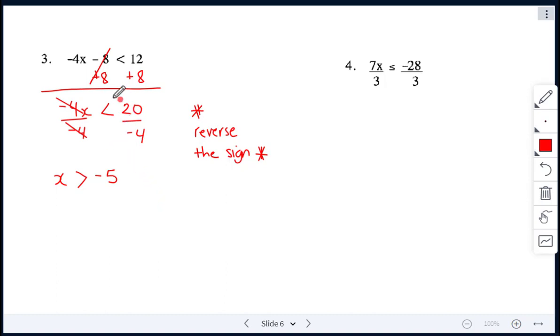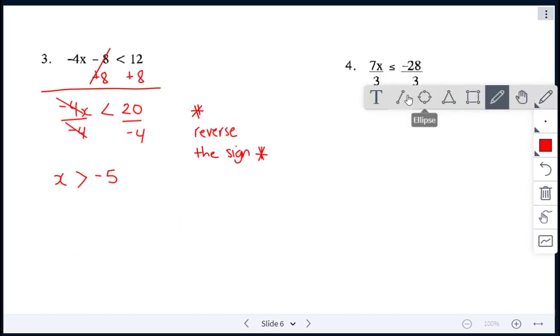All right, so very important. This is the step here for rule number 1 where we got to reverse the sign if we multiply or divide by a negative number. So we have reversed the sign now. It is showing now that x is greater than negative 5.